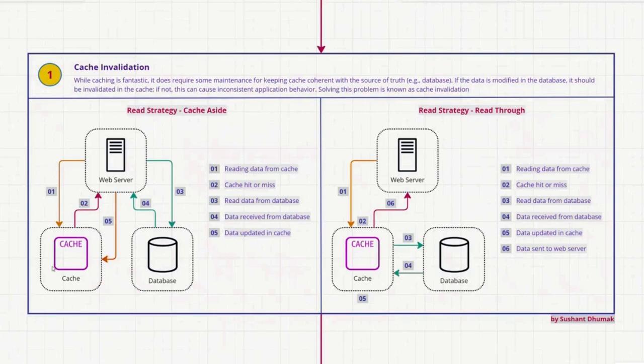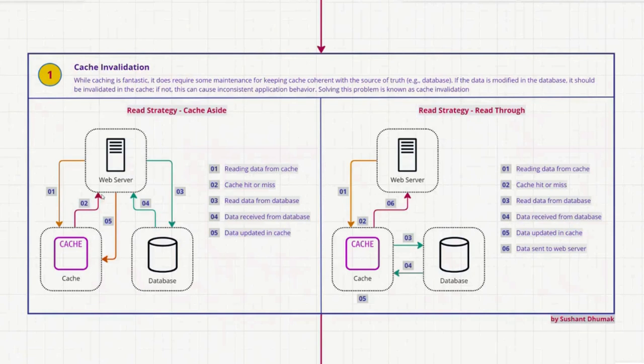What does it mean by hit? Hit in the sense the cache has that data, like whatever data the web server is looking for, that is available with the cache. So it will immediately send that data. If the data is available with the cache, it is called a cache hit. So it is available, and it will immediately send that data to the web server.